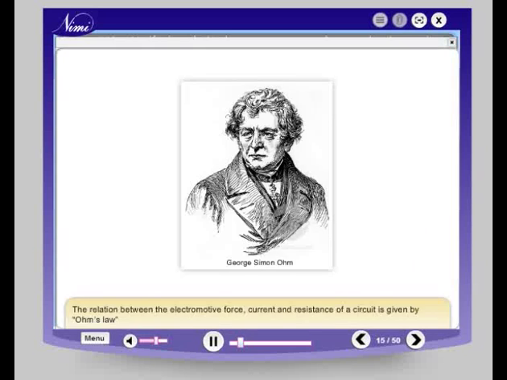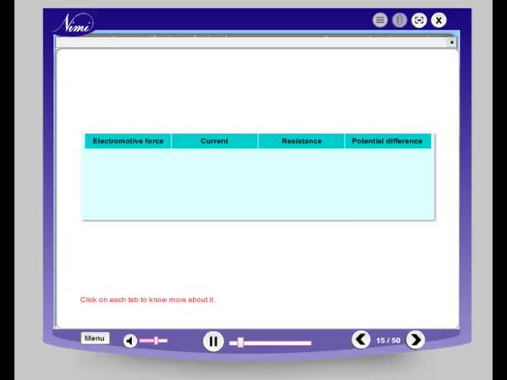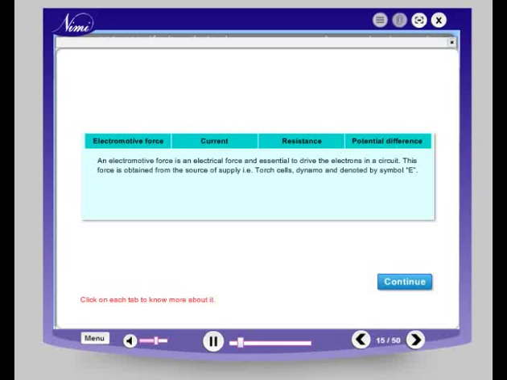Relation between the electromotive force, current and resistance of a circuit is given by Ohm's law. Click on each tab to know more about it. Electromotive force. An electromotive force is an electrical force and essential to drive the electrons in a circuit. This force is obtained from the source of supply, that is, torch cells, dynamo, and denoted by the symbol E.